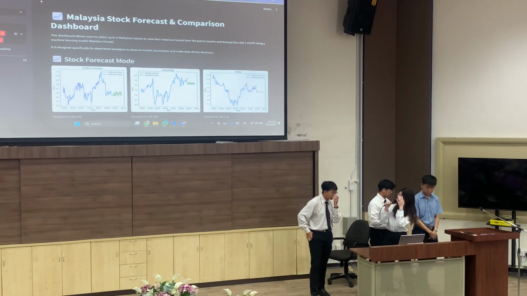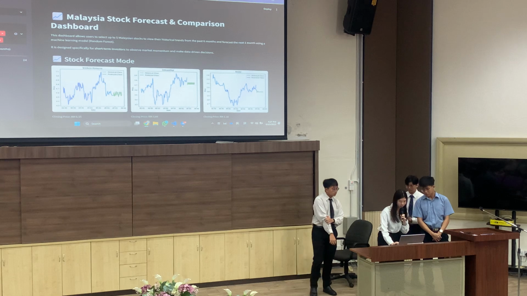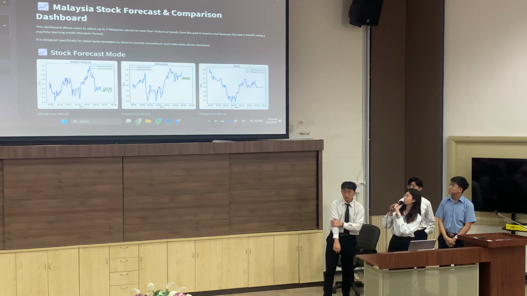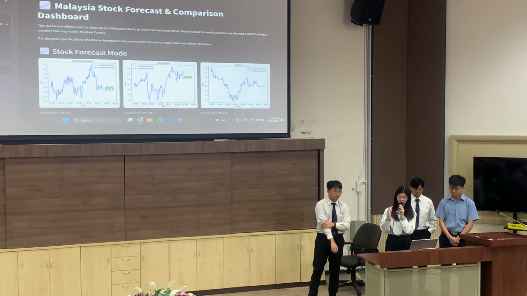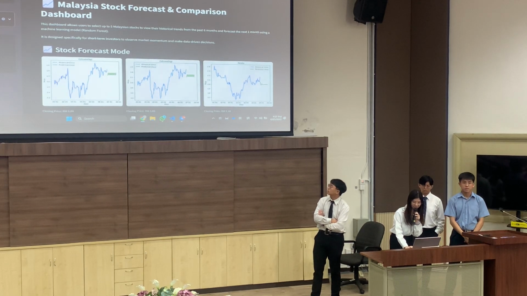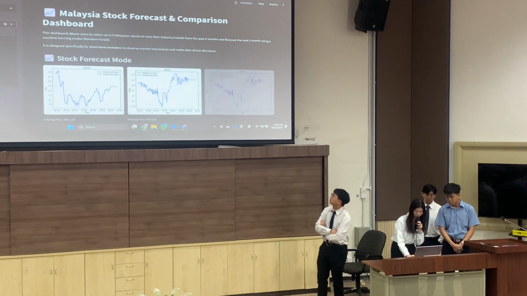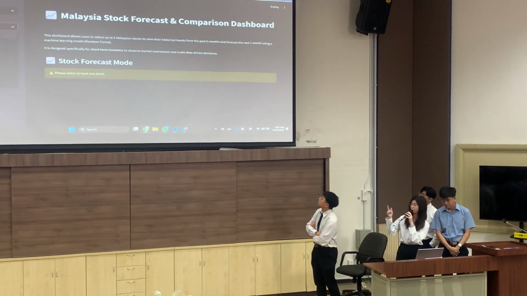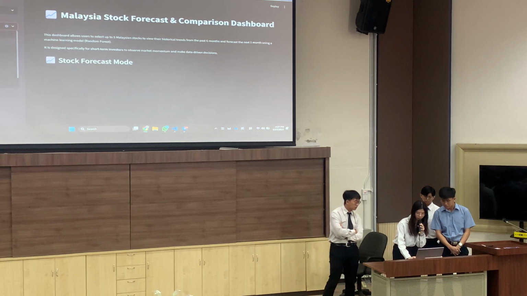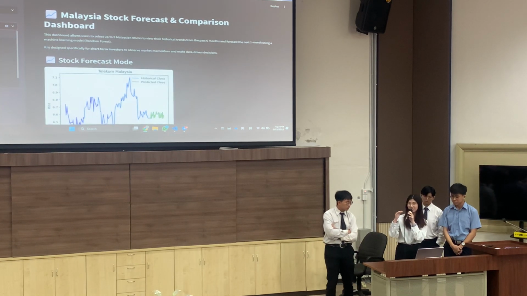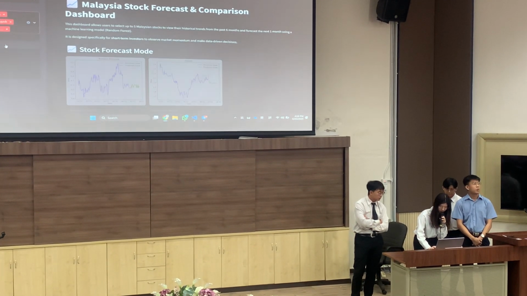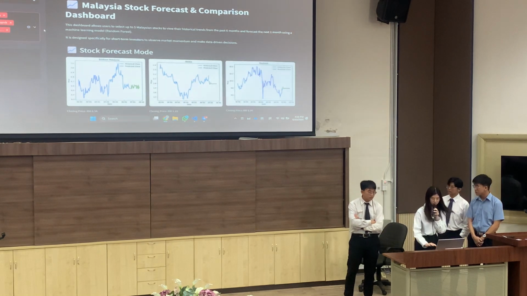This is our dashboard, and in stock forecast, we can choose among the 10 data selected. We chose the 10 most popular stocks in Malaysia for this stock forecast. If we do not select any stock, it will show a warning that you need to select at least one stock. Now we need to select stocks to compare or have a look at the forecast. I will choose 5 stocks.